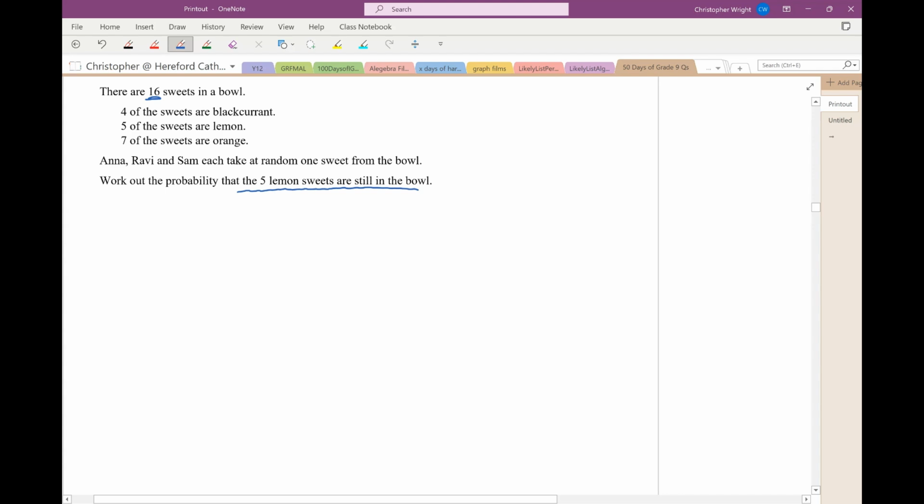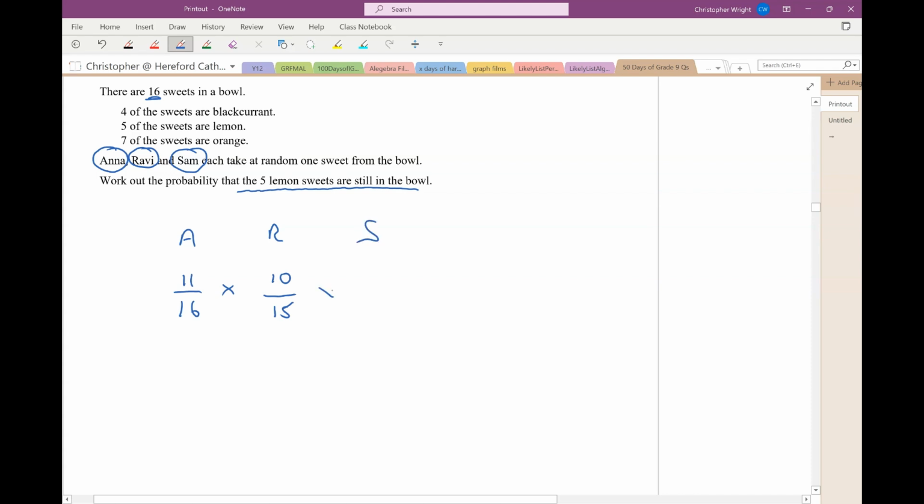That means that none of them take a lemon sweet, doesn't it? So all I'm really being asked for is the probability that each of them, one after the other, takes a sweet that isn't lemon. So Anna goes first. Her chance of taking a sweet that is not lemon. Let's have a look. 11 of them out of 16 aren't lemon, are they? So that's the chance of Anna taking a non-lemon. Right, next we have Ravi. Now when Ravi comes up, there are only 15 sweets left in the bowl, aren't there? And assuming Anna's taken a non-lemon, then there are only 10 more non-lemons for Ravi to choose from.